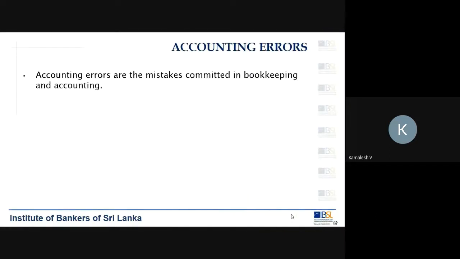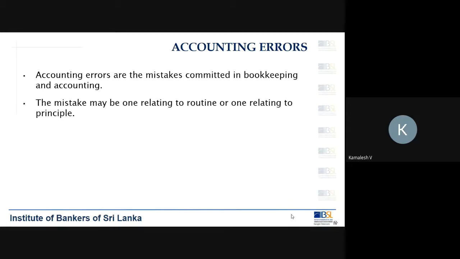So what are accounting errors? Accounting errors are the mistakes committed in bookkeeping and accounting. So accounting errors are the errors or the mistakes that a person could do. And mostly it is the person involved in the bookkeeping or accounting function. They will do various types of mistakes, and these mistakes are known as accounting errors.